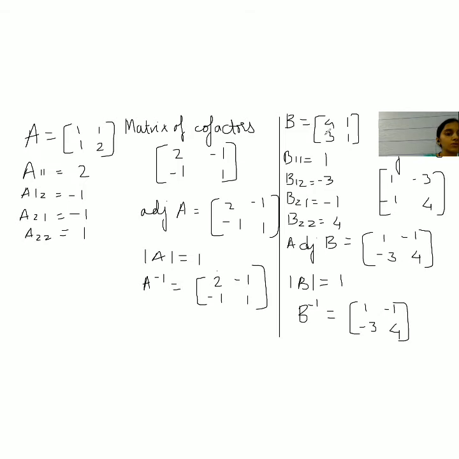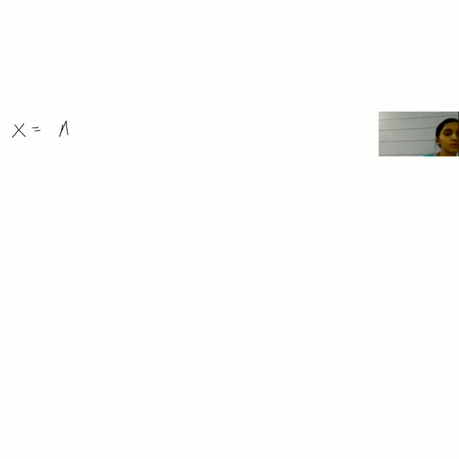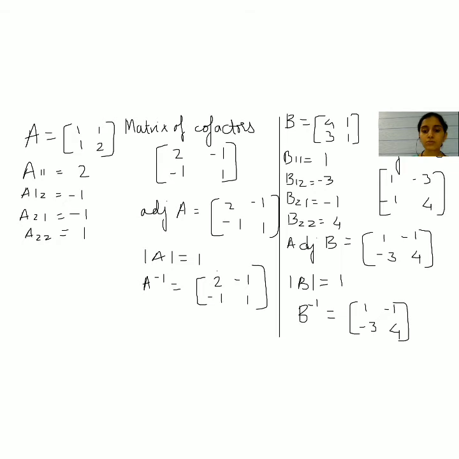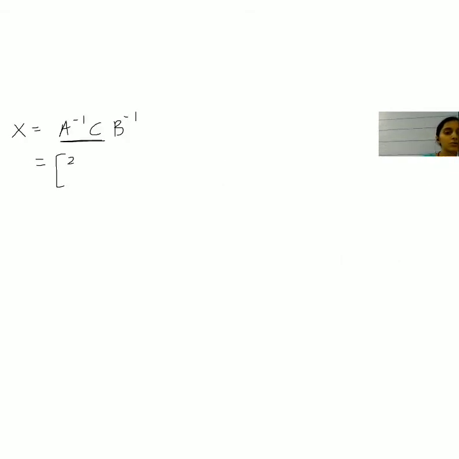So X is equal to A inverse C B inverse, right? So what is A inverse? We'll first do only this multiplication and then we'll multiply the product with B inverse. A inverse is 2, minus 1, minus 1 and 1. And the C matrix is 24, 7, 31 and 9. I'll just write B inverse here. We'll not multiply it right now, just multiply these two.